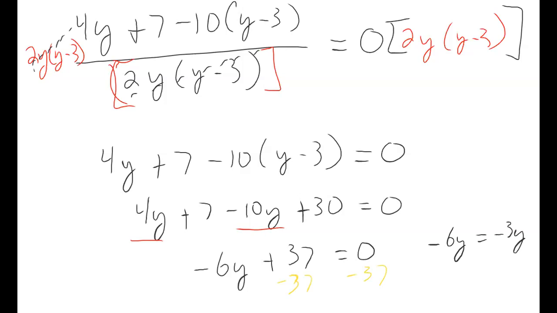Negative 37, not 3y. Work my computer. Then I divide through by a negative 6. And y equals 37 over 6.